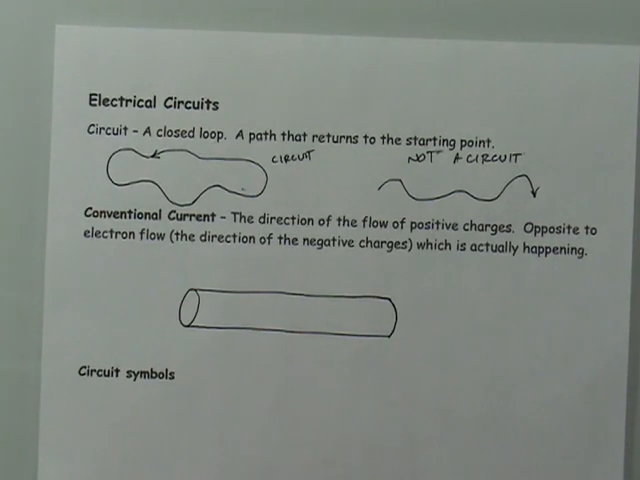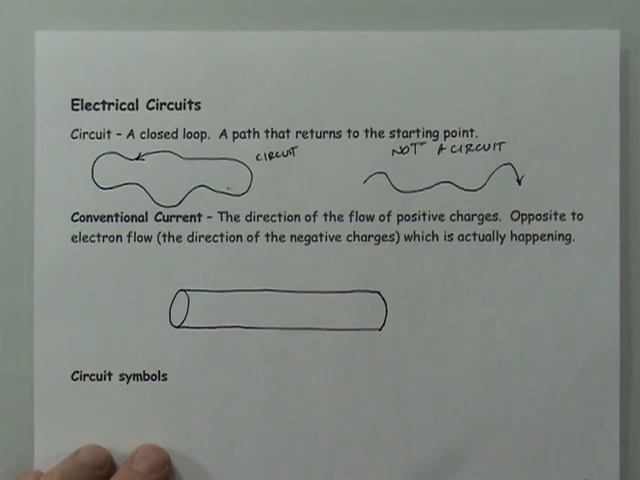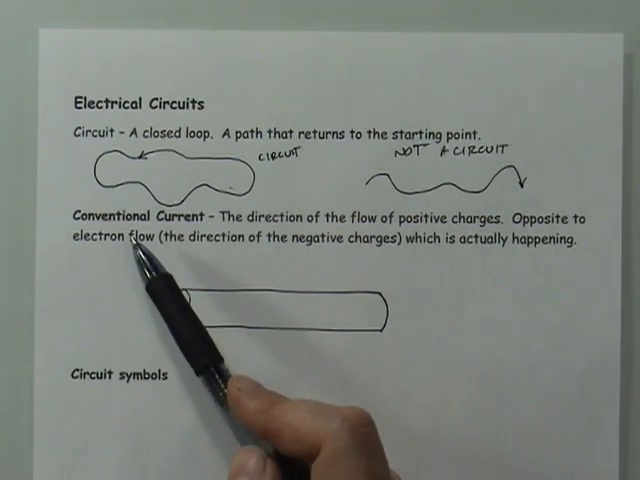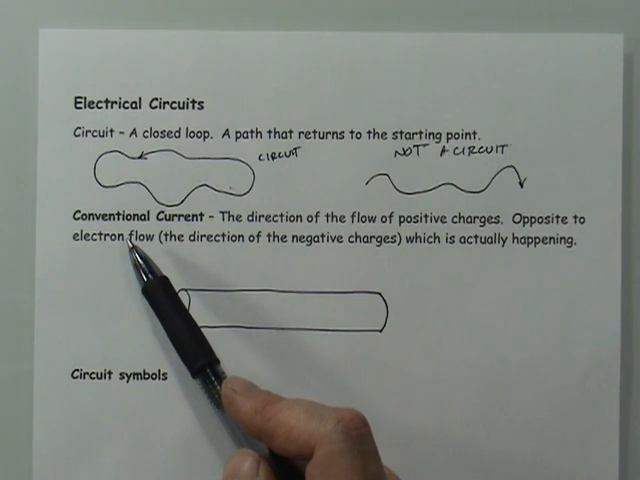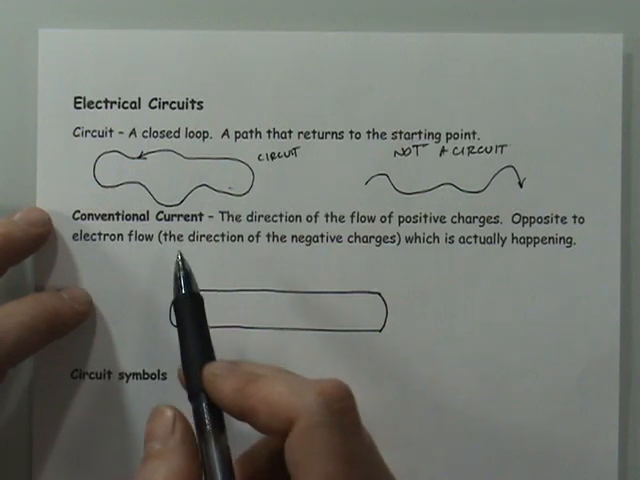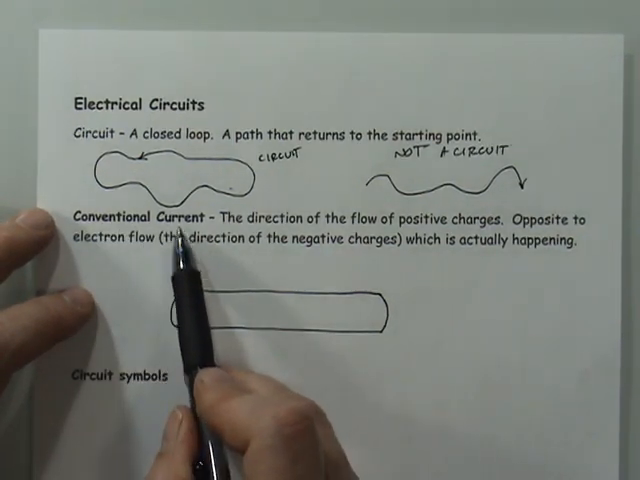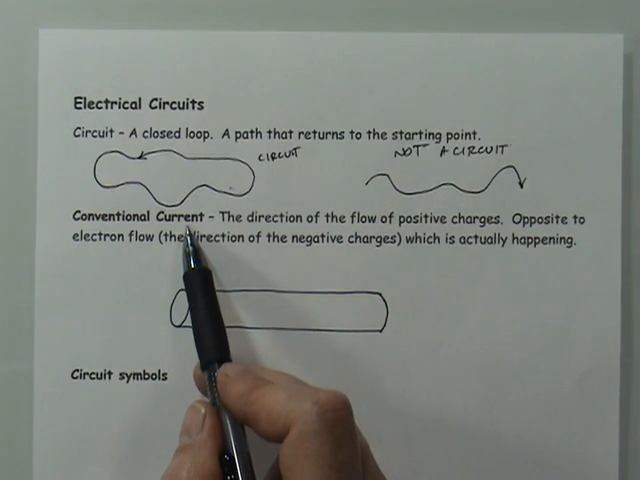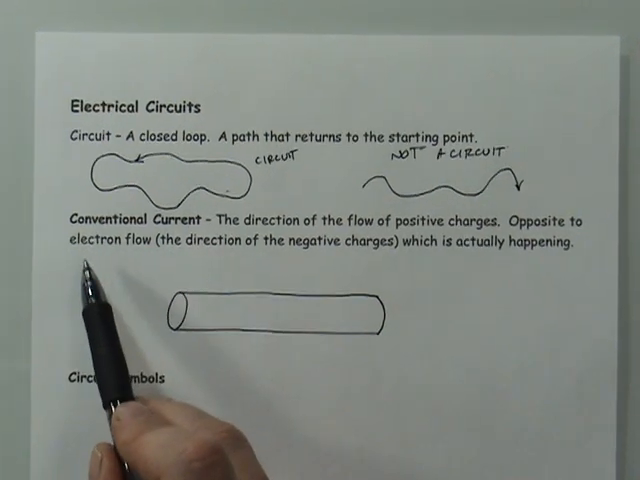But by the time people realized that that was what was happening, that it was really about the negative charges moving, the convention had already been established that everything was based on the flow of the positives. Everything was based on how the positives move, even though in reality they don't actually move. So this brings us to something called conventional current, as opposed to the opposite of the conventional current, which would be the electron flow.